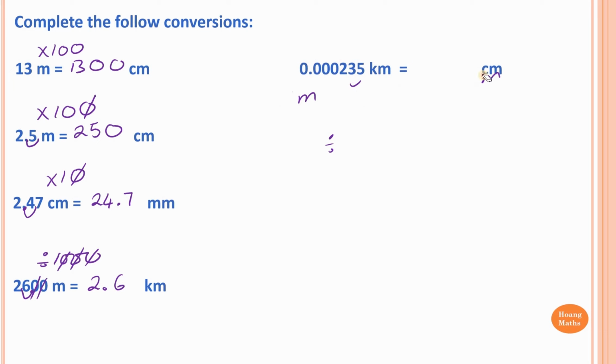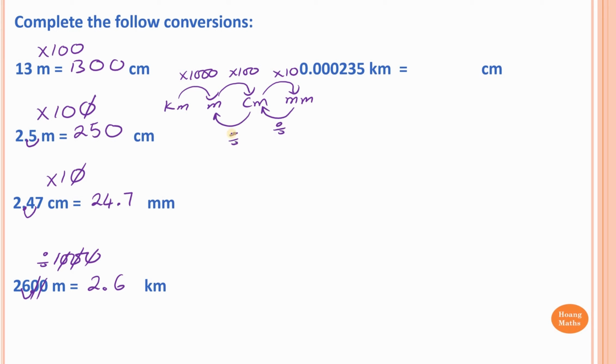Next one, 0.000235 kilometers to centimeters. I just rewrite the chart out here for you first: kilometers, meters, centimeters, and millimeters. You times by 1,000, you times by 100, and you times this by 10. When you go backward, you divide.